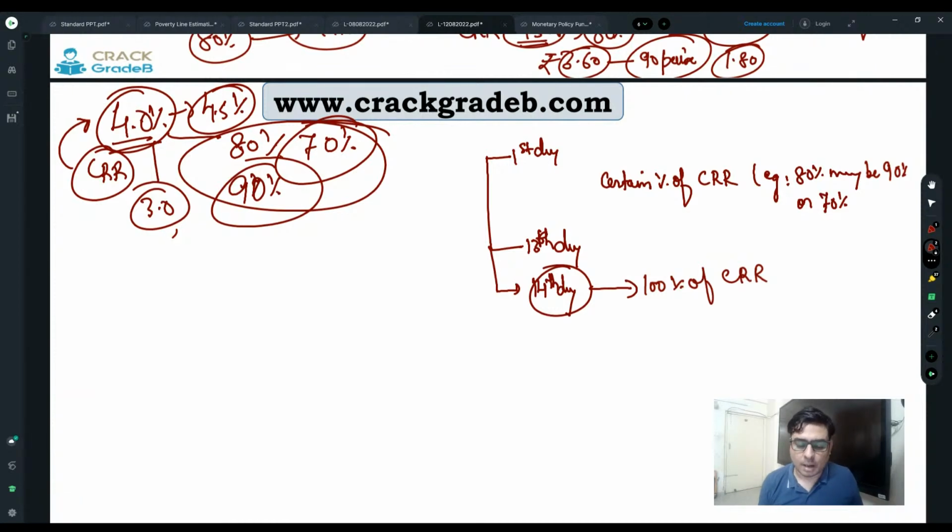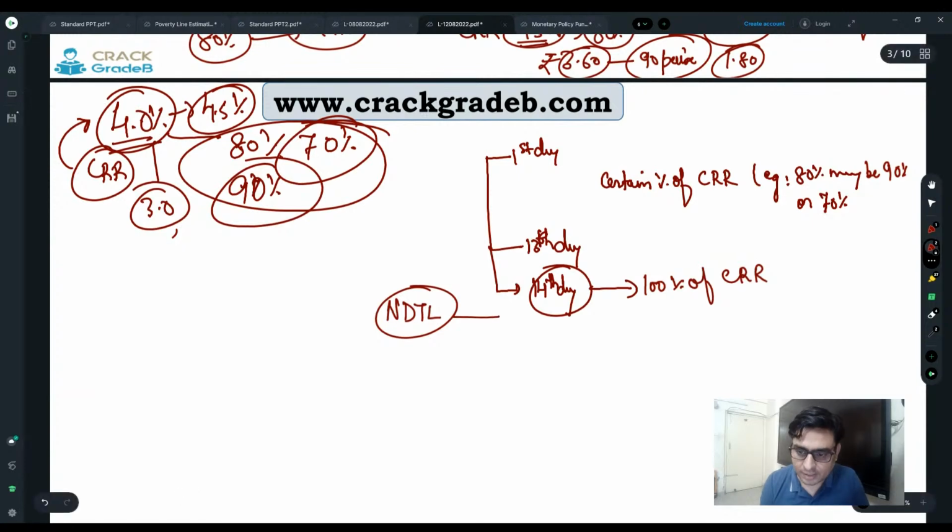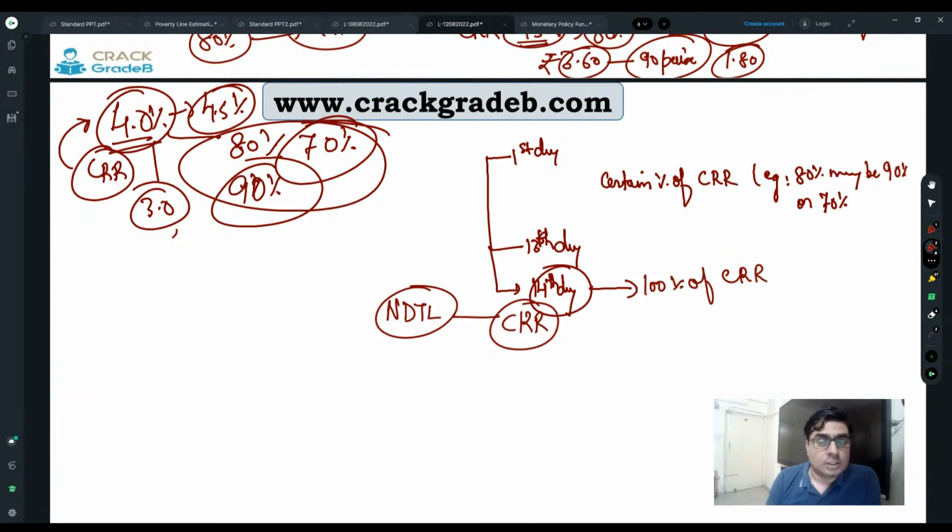So sometimes what happens, because that should be maintained on their daily NDTL. Whatever NDTL they have on a daily basis, of that they have to maintain CRR. And NDTL is a kind of thing which keeps changing. So sometimes when they have to maintain that CRR on their 14th day, the bank may be missing certain liquidity.